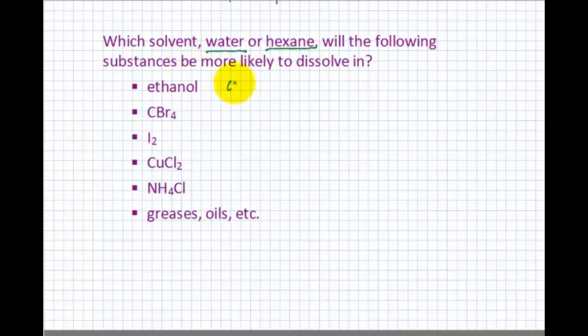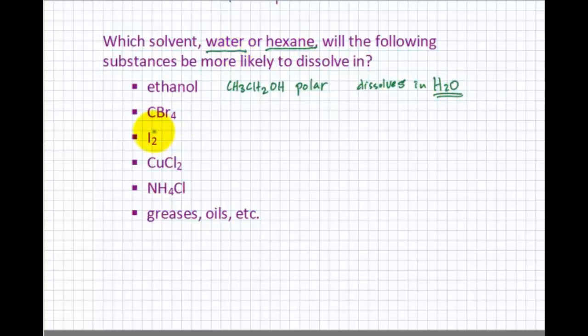So ethanol is an alcohol. It has hydrogen bonding, which makes it polar. So it's going to dissolve well in the polar solvent. Dissolves in water. Okay. So if we had our choice, water would work better at dissolving it.